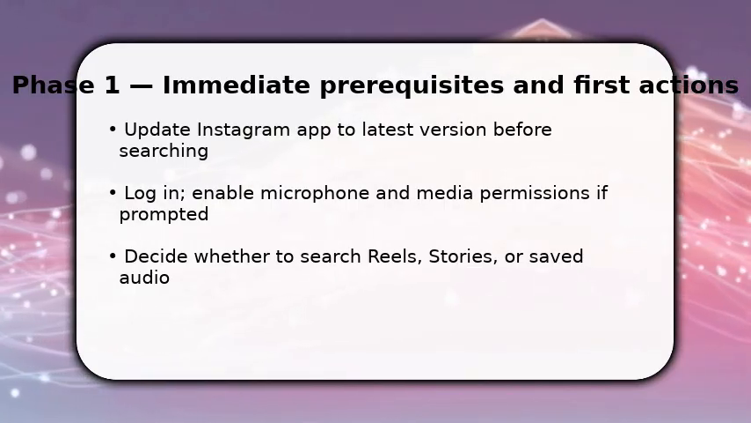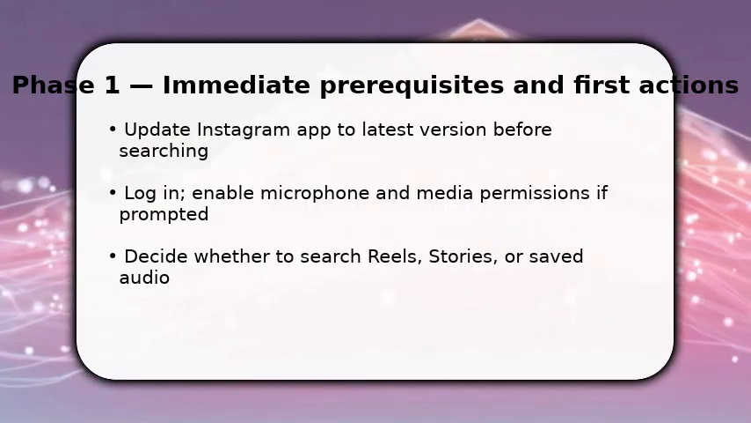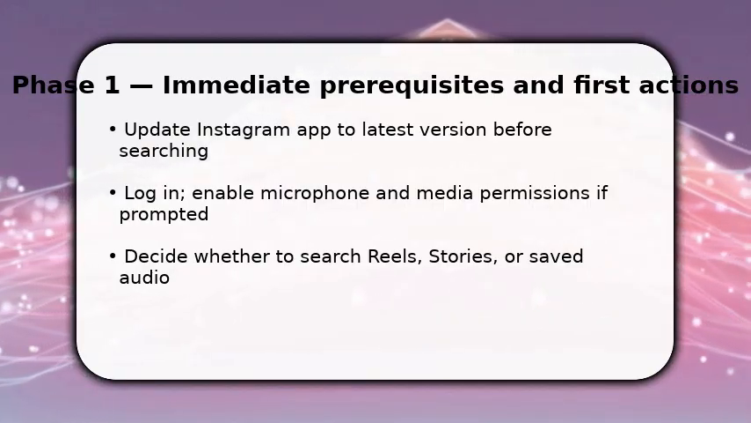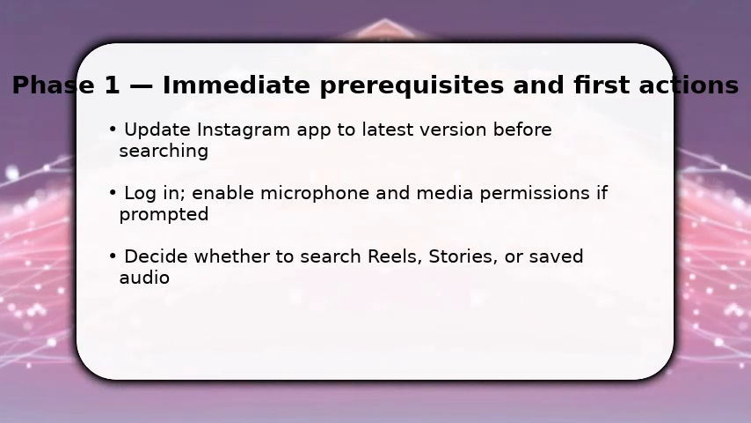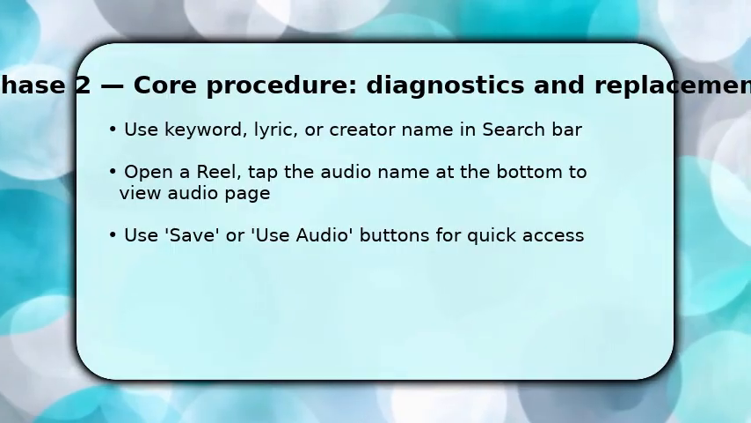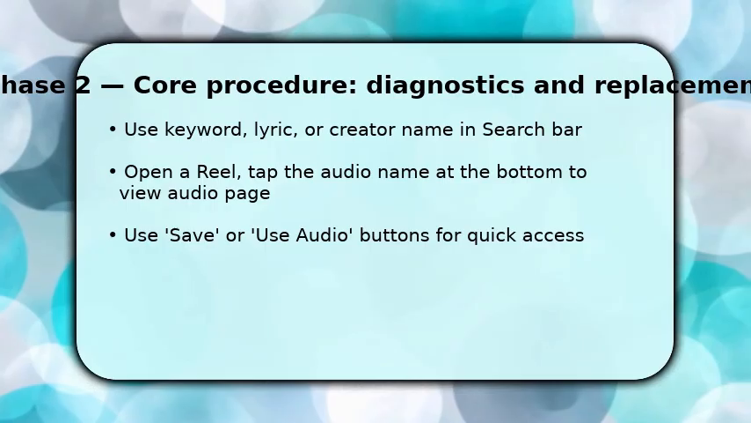Make sure your app is updated and you're logged in. Older versions hide some audio features. Now proceed to narrow results with keywords or filters so you can locate the audio quickly. Type precise keywords, lyrics, creator handle, or distinctive words, then switch to the Reels tab to see audio-driven results.